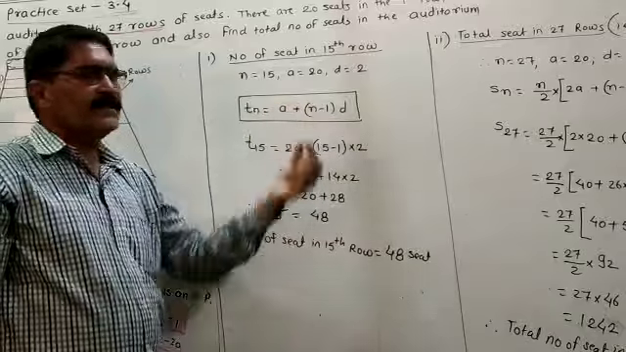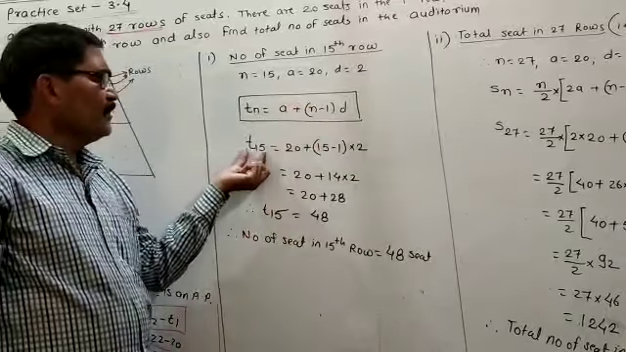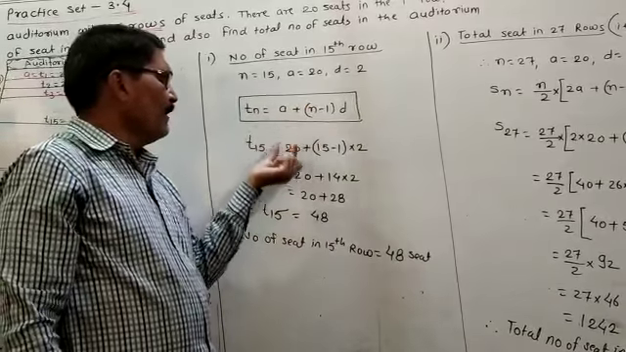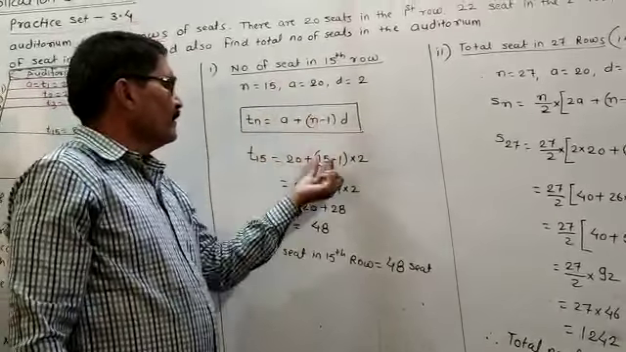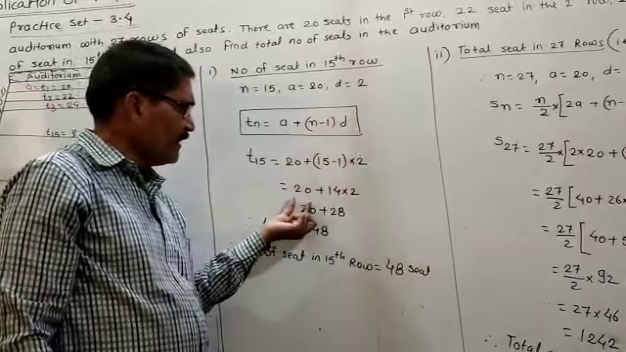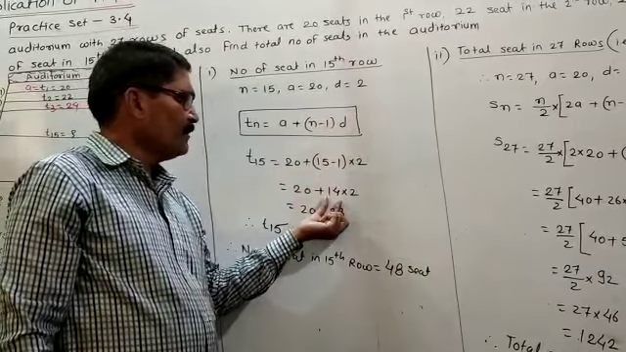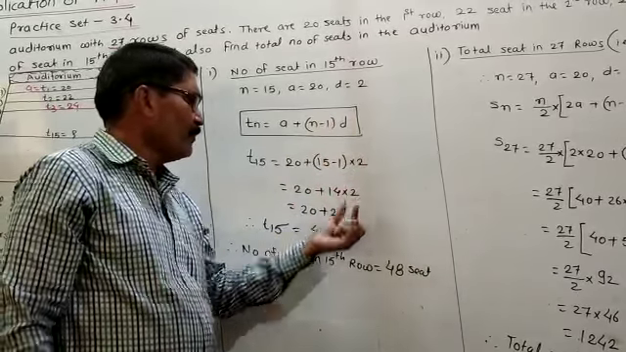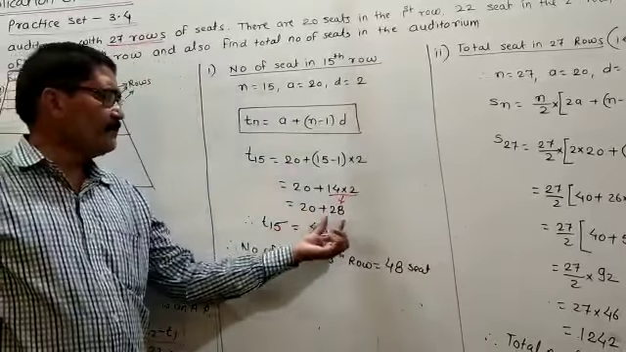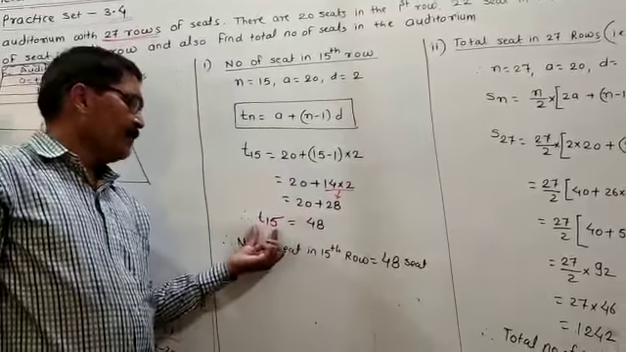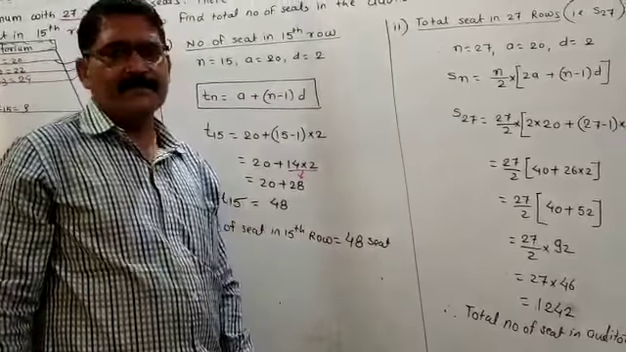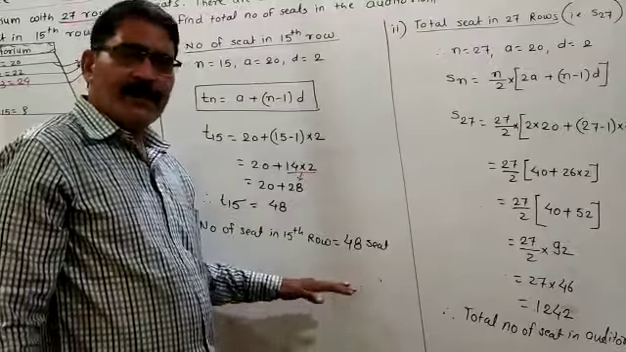Tn is equal to A plus N minus 1 into D. Put the value of N as 15. T15 is equal to A value 20, plus N value 15 minus 1, into D value 2. Write 20 as it is. 15 minus 1 is 14, multiplied by 2. 14 multiplied by 2 is equal to 28. 20 plus 28 is equal to 48. Therefore, the number of seats in the 15th row is 48 seats. This first answer you understand.